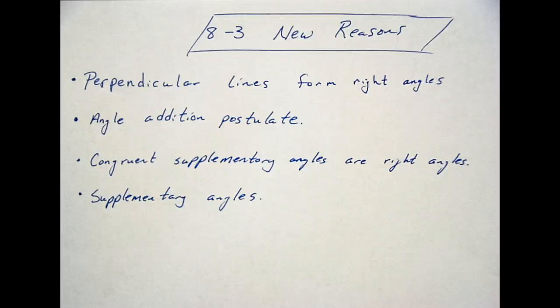Okay? Now I know bisectors will. I know radii will. Okay? Those were key things that we used yesterday. I know reflexive and vertical, or reflexive property, vertical angles will.